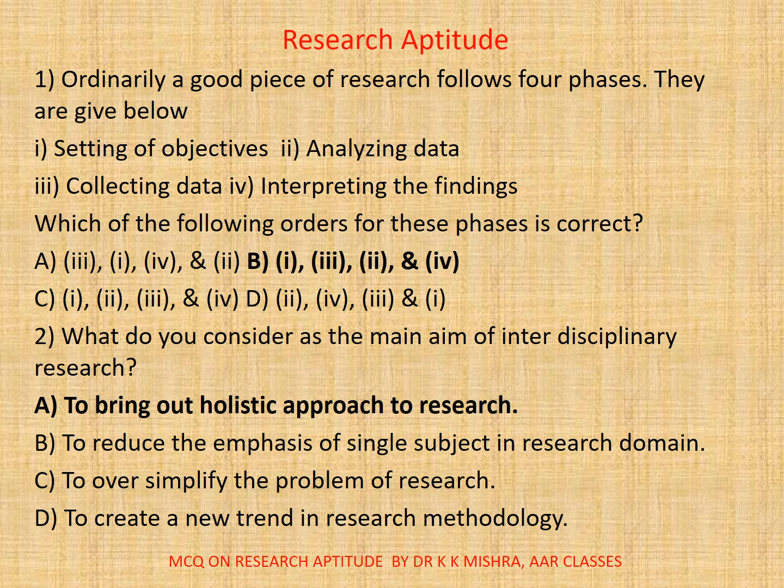2. What do you consider as the main aim of interdisciplinary research? A. To bring out holistic approach to research. B. To reduce the emphasis of single subject in research domain. C. To oversimplify the problem of research. D. To create a new trend in research methodology. The correct option is A. To bring out holistic approach to research.